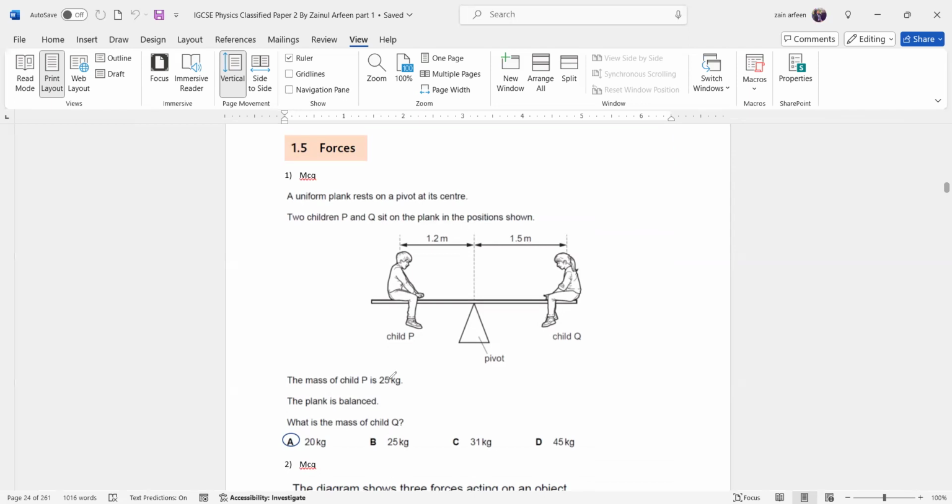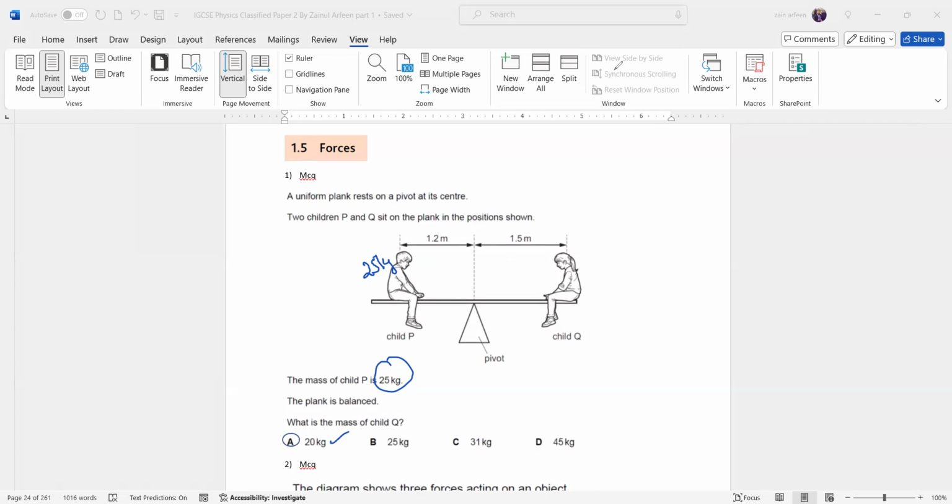So they already mentioned the mass of P is 25. If P is 25 kg and Q is further from the pivot, it means its mass will be less than 25. Which option is less than 25? So 20 is less than 25. That's why A will be the right answer. So whenever we want to balance two objects of different masses on the pivot, the heavy objects are closer and the lighter objects are away from the pivot.